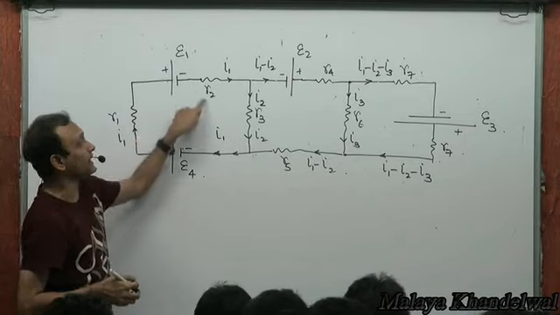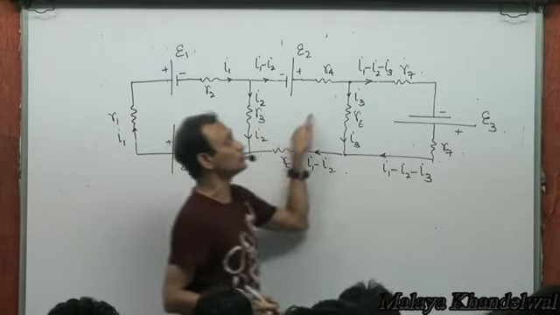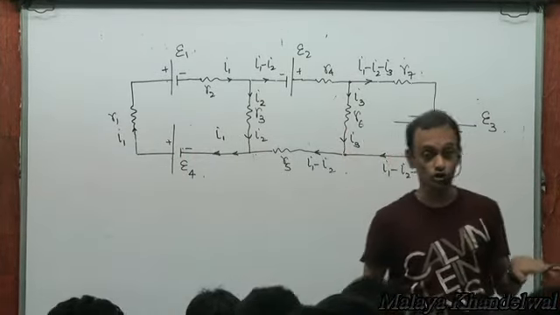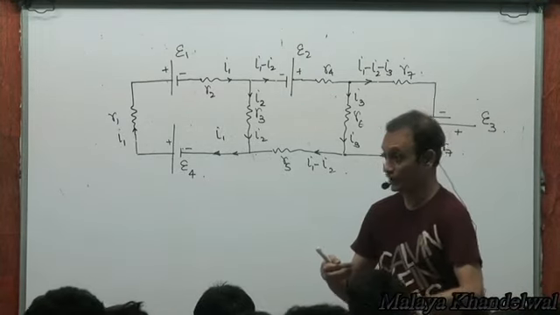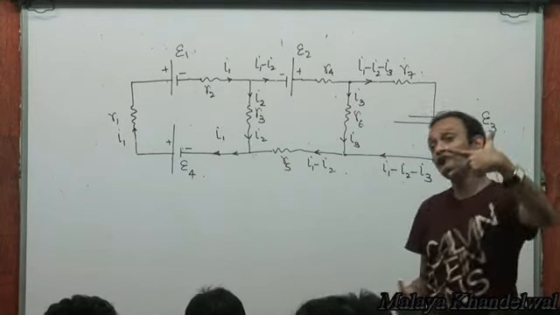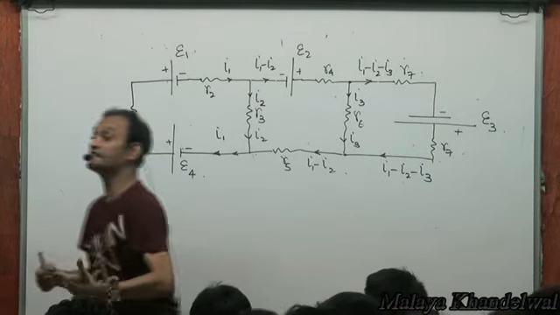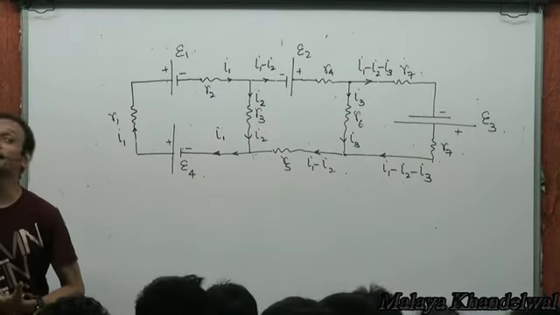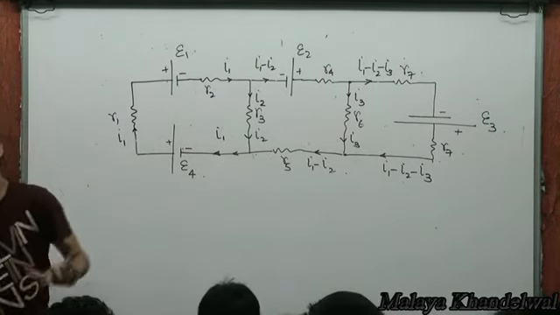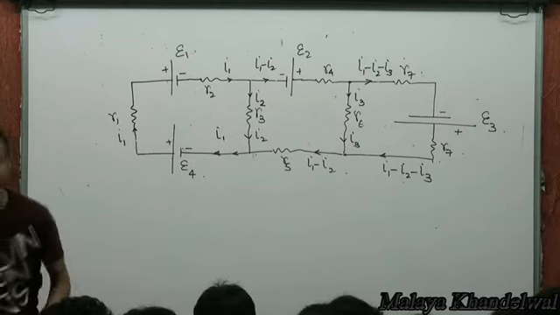I could apply KVL to this loop, I could apply KVL to this loop, I could apply KVL to this loop. Three unknowns, I1, I2, I3, and we could solve for them, right? So here we have deployed KVL and KCL. KCL to all the junctions to make sure that the currents are balanced, KVL to all the loops.